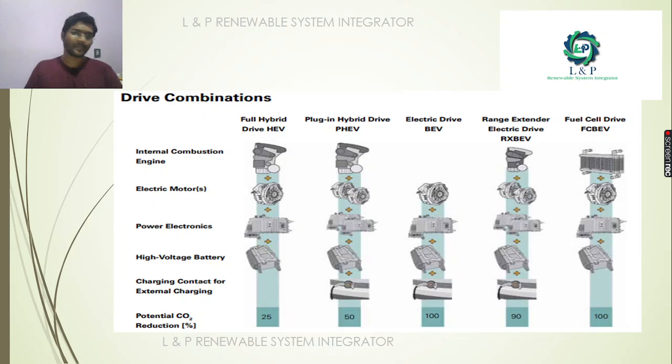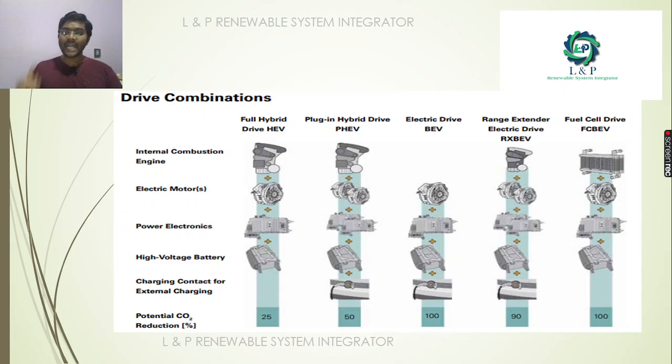Just 50%. And the next variety is the electric drive, that is BEV, battery electric vehicle. It doesn't have any internal combustion engine. It only has the electric motor, power electronics, high voltage battery, and charging contact for external charging. And how much CO2 do we reduce if we use this vehicle? 100%, because there is no pollution or exhaust gases from this battery operated electric vehicle.